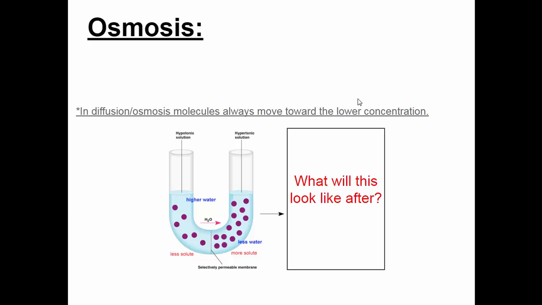Now we have another term called osmosis. Osmosis is diffusion, but it's a special case. It's when it's water that's moving, and it's moving across a membrane. So the diffusion of water across a membrane is our definition of osmosis.